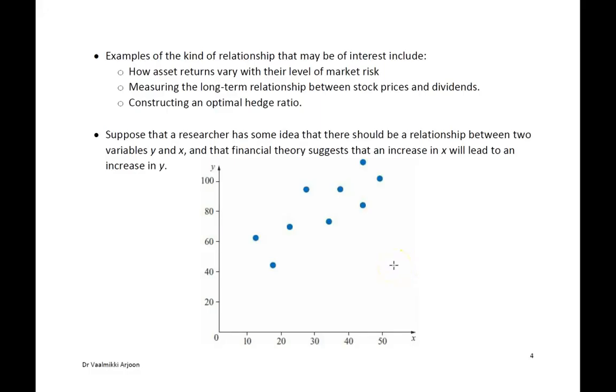And examples of what this might be in finance. How do asset returns, like stock returns, vary with their level of market risk? How does risk affect returns? Or what is the long-term relationship between stock prices and dividends? Or we could look at constructing an optimal hedge ratio.